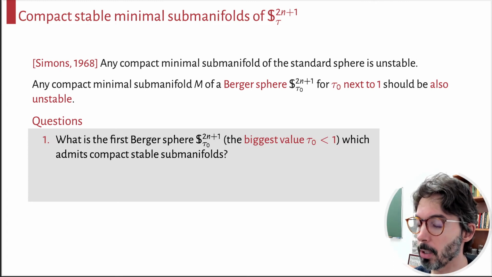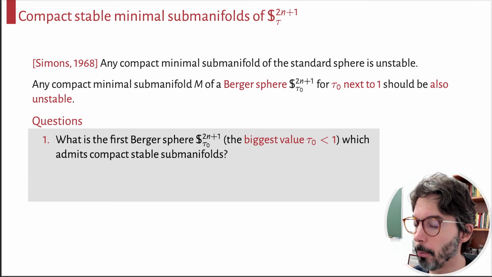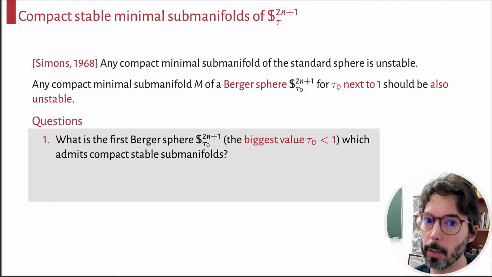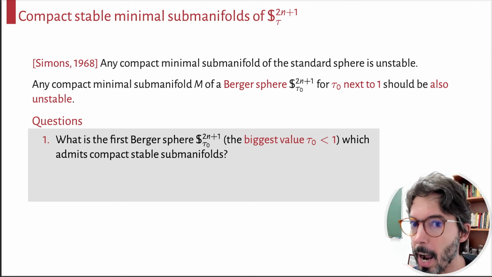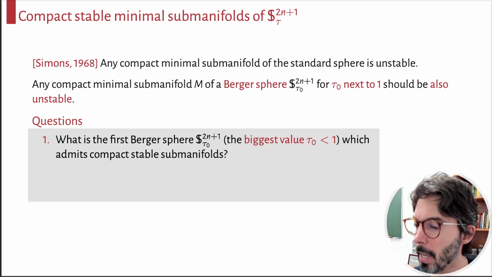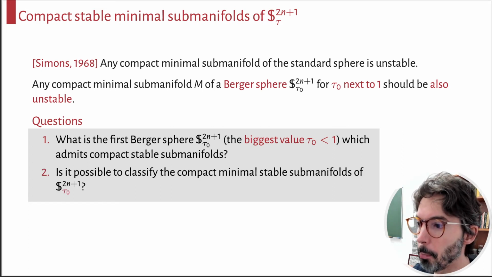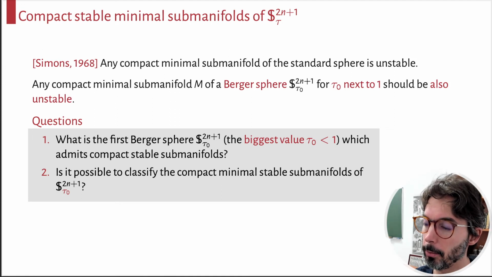So some questions arise. What is the first Berger sphere, that is, the biggest value of the parameter tau, which admits compact stable minimal submanifolds? We do know that there are values of tau for which there are compact stable minimal submanifolds. So the question is, what is the biggest value for this to happen? And the second question is, is it possible to classify the compact minimal stable submanifolds for this particular Berger sphere, the one with the biggest parameter tau?